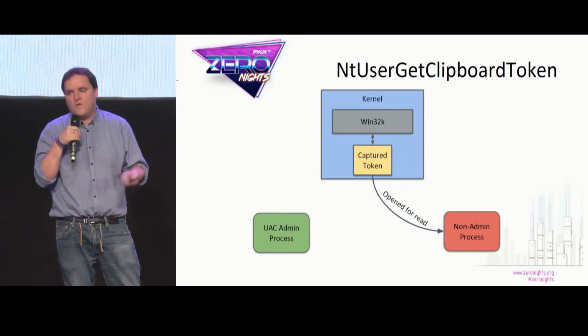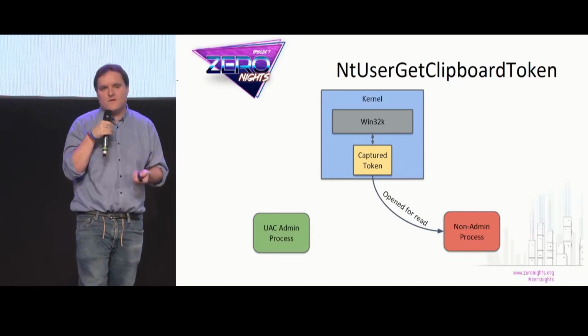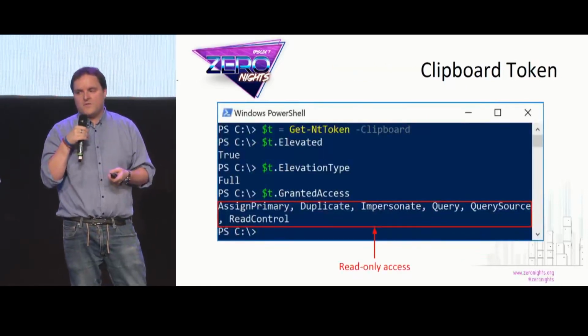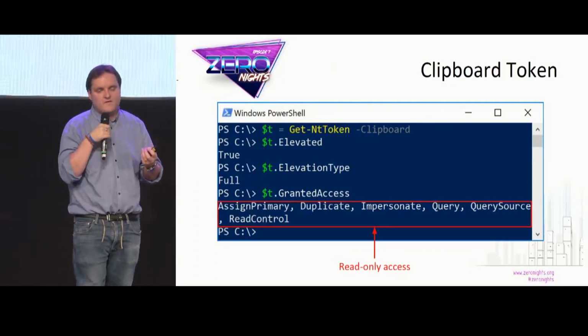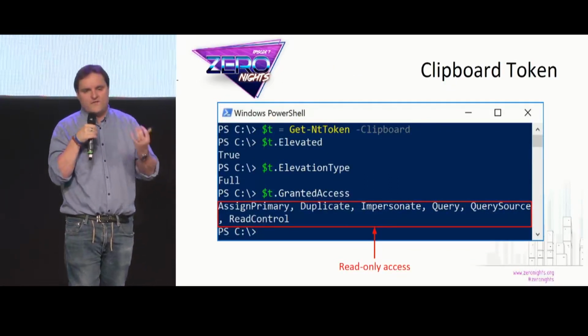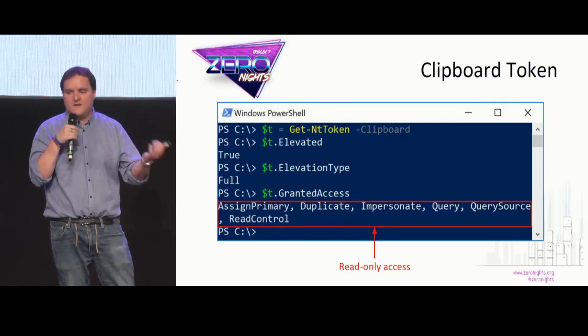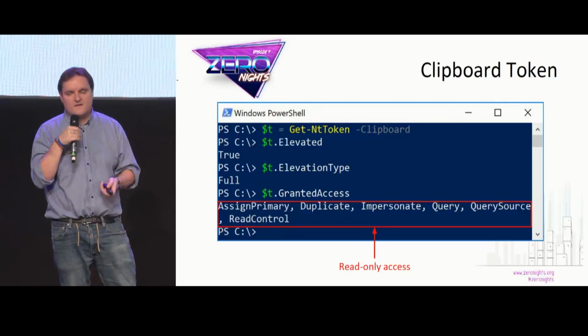But so what? What can you possibly do with that access token? Well, you've got a number of possible options. You can, in theory, assign it to a new process. You have the assign primary access right. You can impersonate that token. Okay, is that something we can actually do?